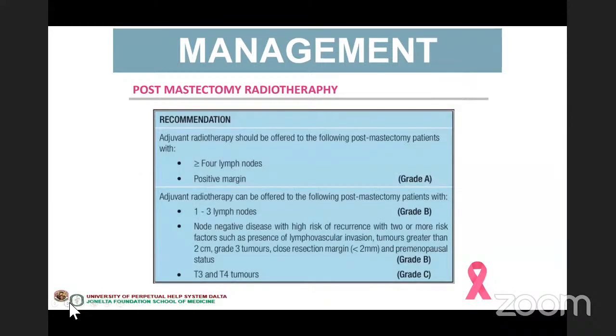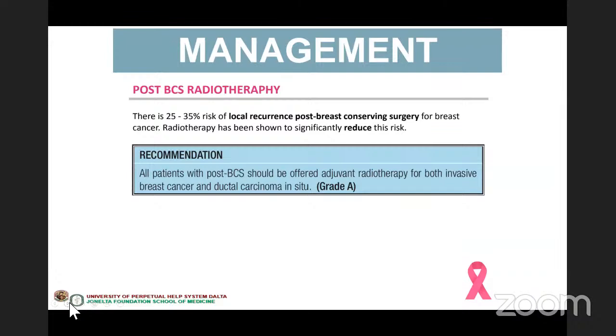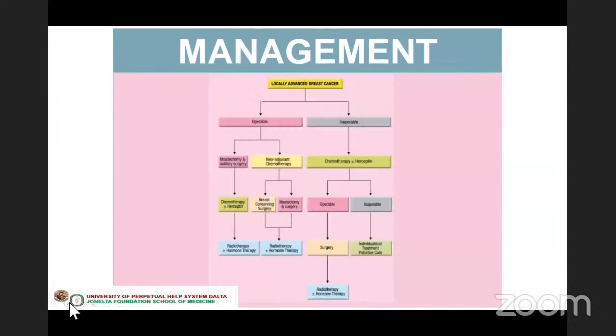So these are the recommendations. If there are more than 4 lymph nodes or a positive margin, you do your adjuvant radiotherapy. It's offered if you have 1 to 3 lymph nodes, or negative disease but high risk factors. Grade A, post breast conservation radiotherapy: all patients post breast conserving surgery should have radiotherapy. All right, I think that's the end of my slides.